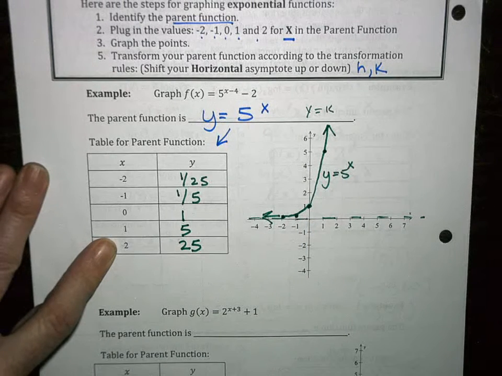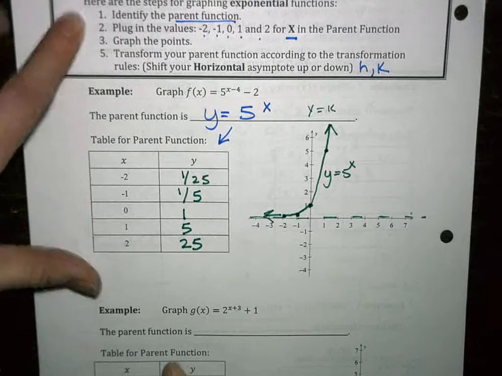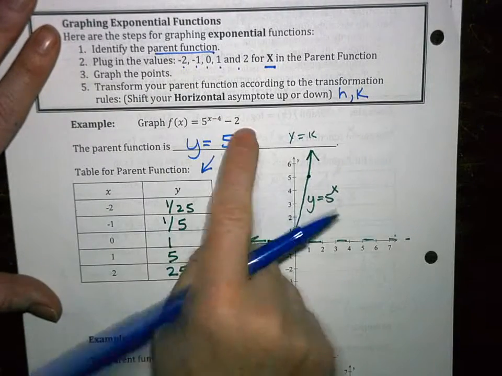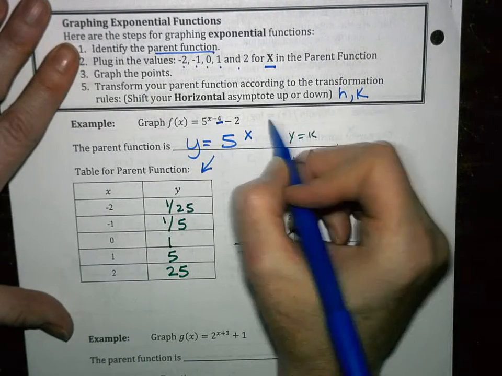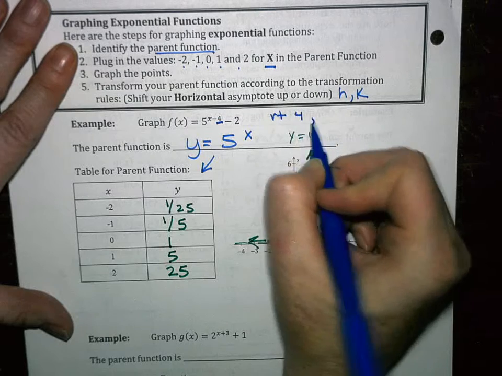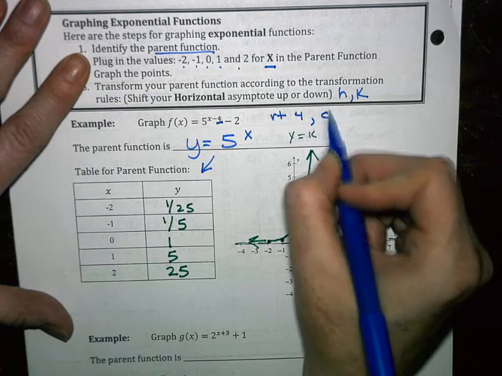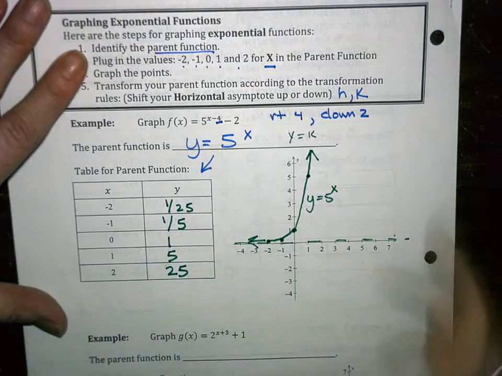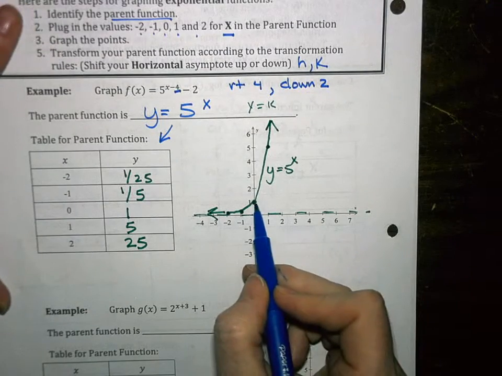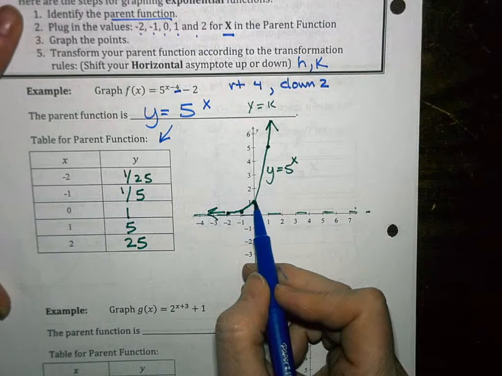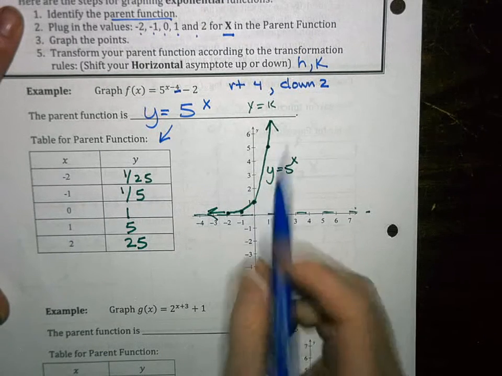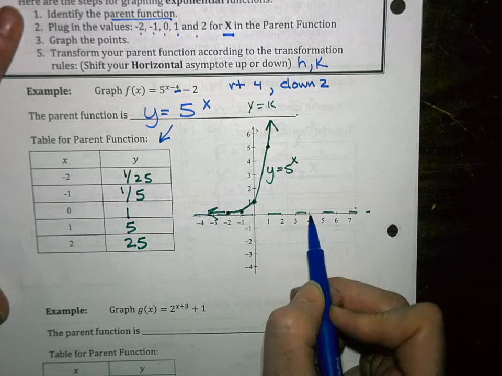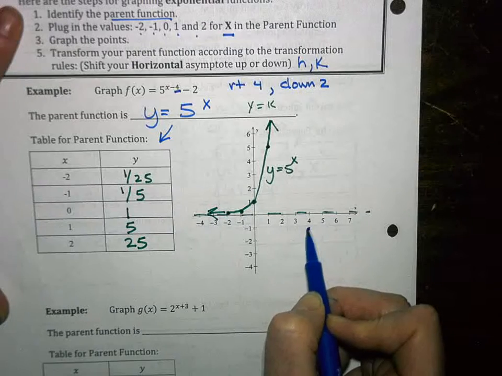Now for shifting. I graph the parent function, then I'm going to transform it. Let's look at the transformation. What is the transformation here? Well, h is 4, so it goes right 4. K is negative 2, so it goes down 2. Right 4, down 2. I'm going to start with the intercept, and I'm going to move it right 4, down 2. So I go 1, 2, 3, 4, and then down 1, 2. And I've transformed the point.